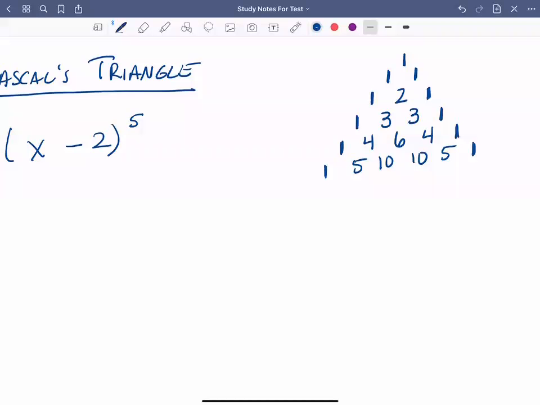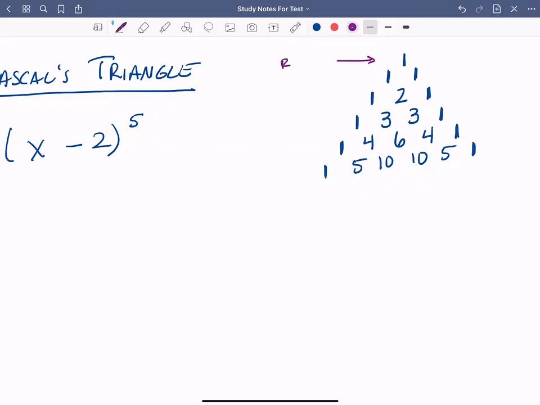The reason why I stop here is because in this problem, it says that we need x minus 2 to the 5th power. So this is how it works. We always go to one more row than we have a power. So we have power 5, so we need row 6. So this is right here.